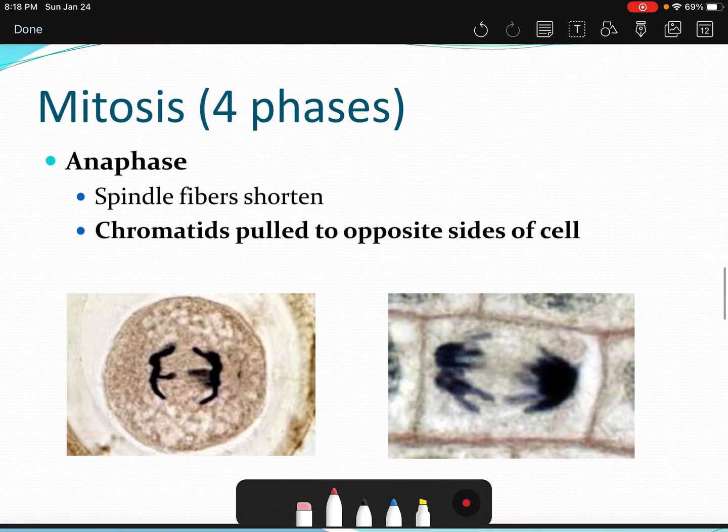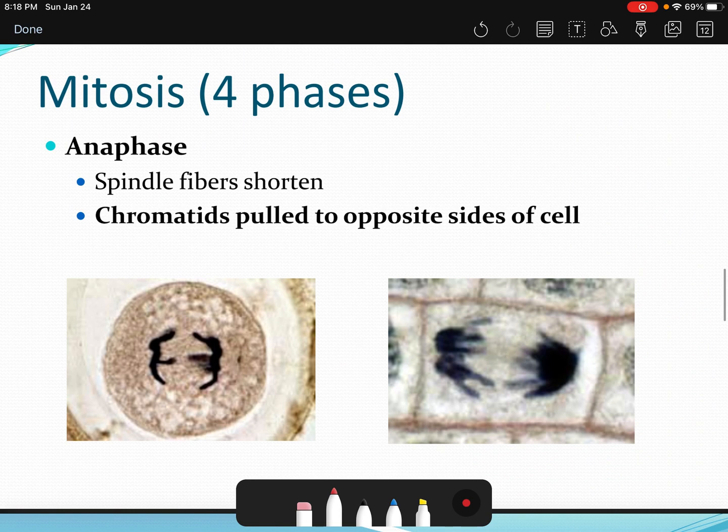The next phase is anaphase. This is when the spindle fibers start to shorten, and as they shorten, the chromatids get pulled to the opposite sides of the cell. So they actually get separated. You can see them here getting separated to the opposite sides. It almost looks like some spider legs or something, but those are the chromatids getting pulled to the opposite sides of the cell. And you can see that little gap. So they're no longer lined up in the middle, they're actually pulling apart.